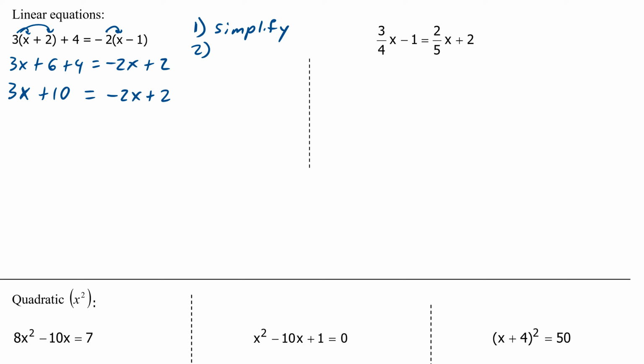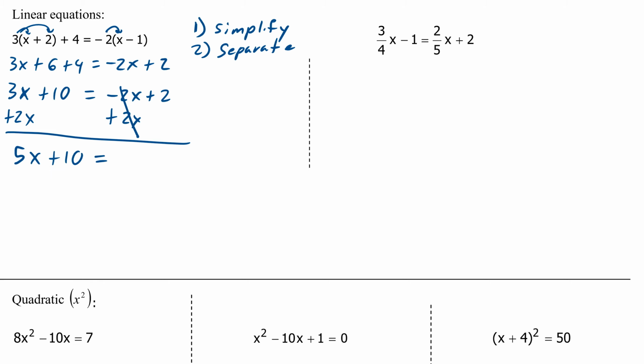Number 2 is we want to separate. So we want our x's on one side. So if we add the 2x here to both sides, and then subtract the 10 from both sides, we now have it separated. X is on one side, we have 5 x's over here, and our constant on the other.